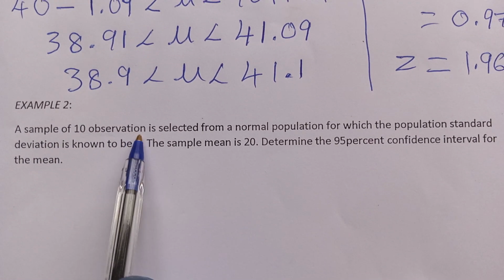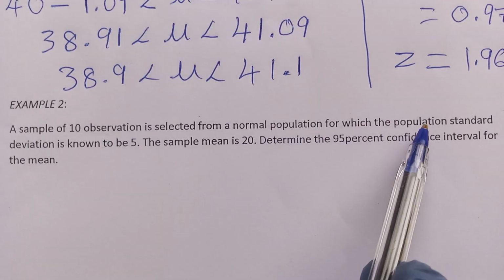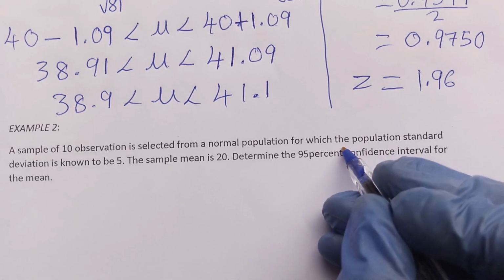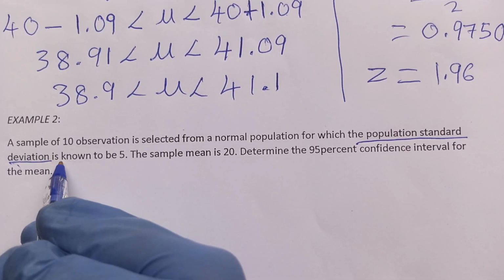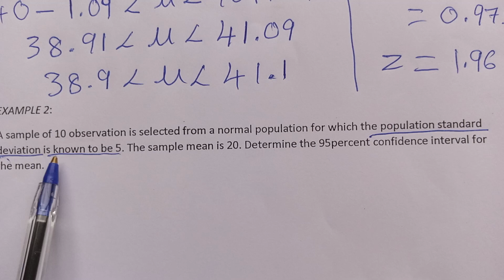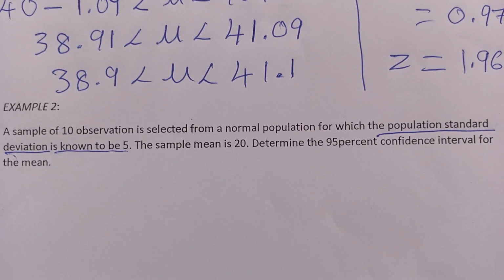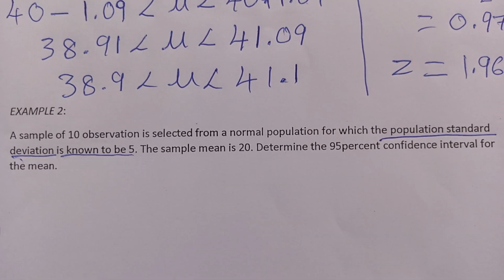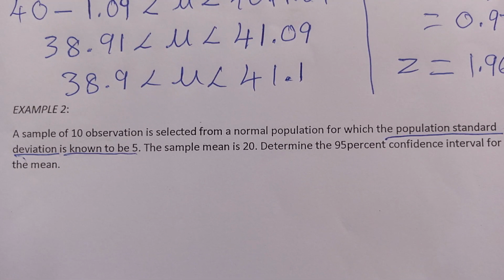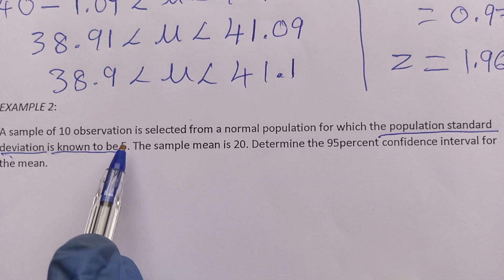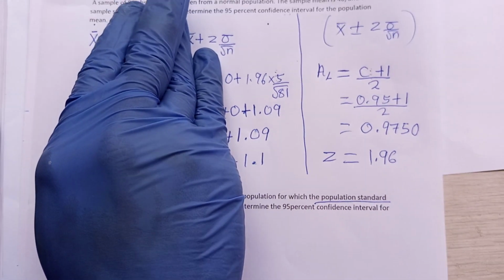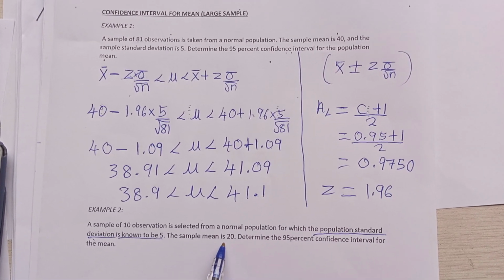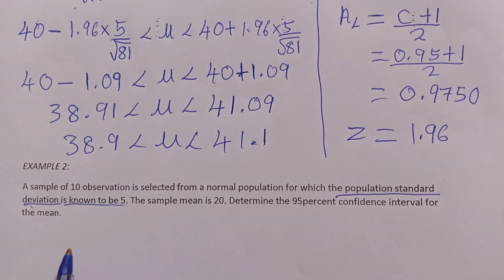A sample of 10 observations is selected from a normal population for which the population standard deviation is known to be 5. The population standard deviation is known to be 5. This alone should tell you that it's still going to be a large sample. Though when you started reading, you were thinking it would have been a small sample because it's less than 30, but no. Since the population standard deviation is known, as I said earlier in my explanation, it's still a large sample. So this question is saying that the sample mean is 20, so determine the 95% confidence for the mean.